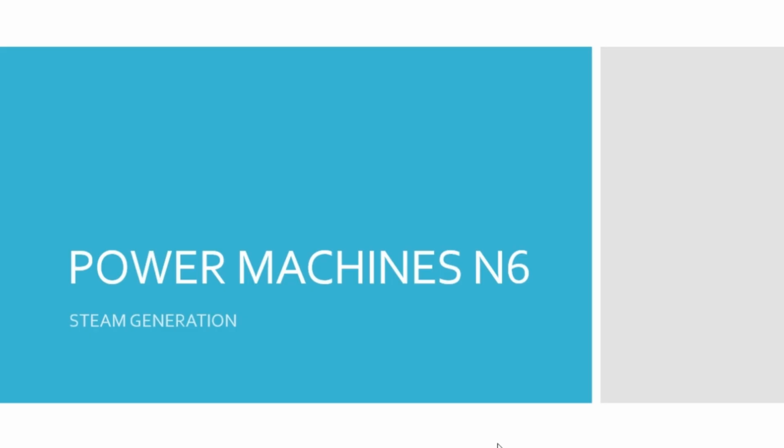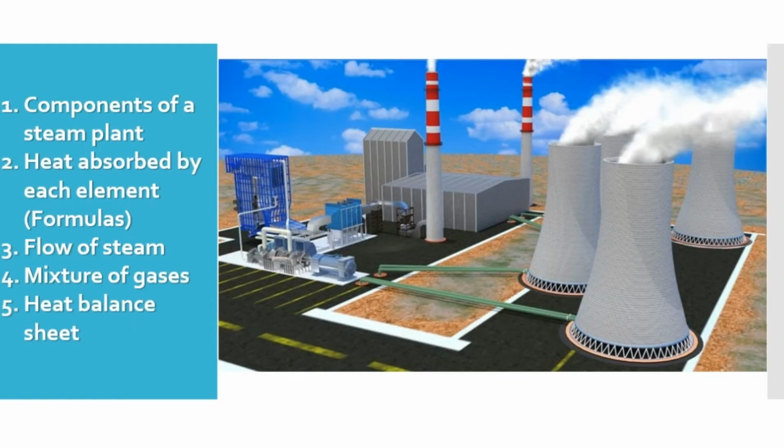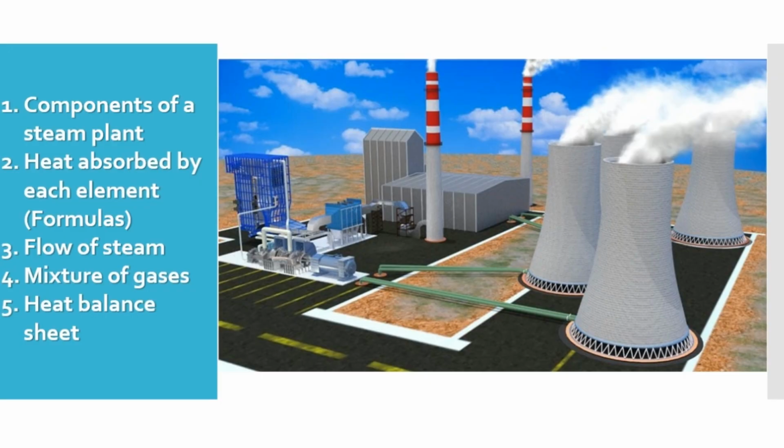On steam generation, we are going to look at the components of the steam plant, heat absorbed by each component, flow of steam, mixture of gases, as well as the heat balance sheet.